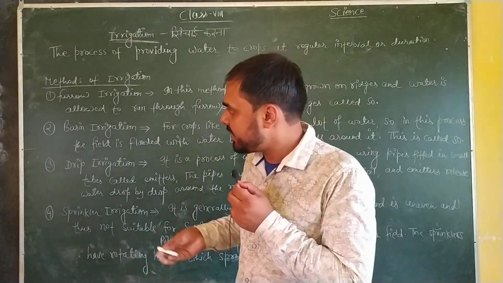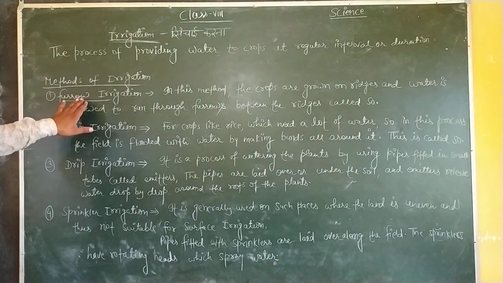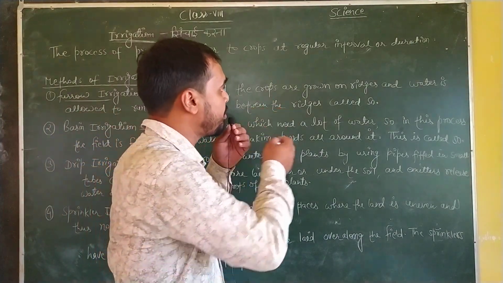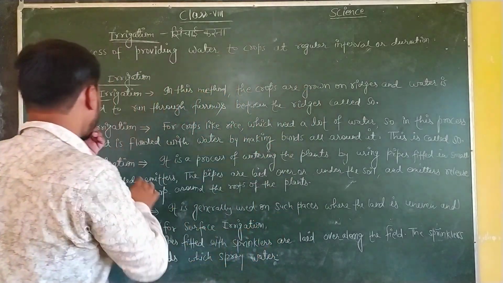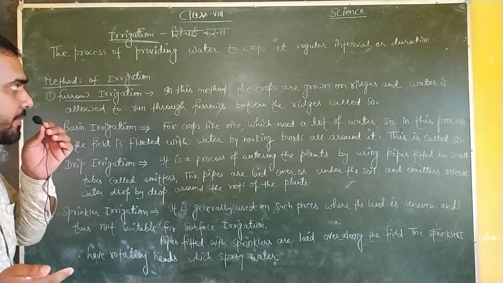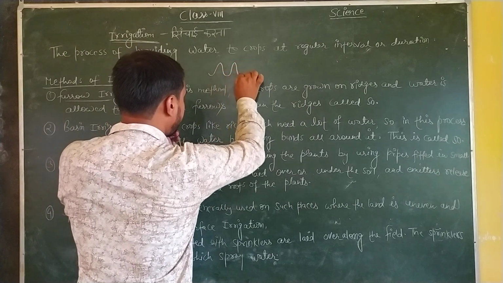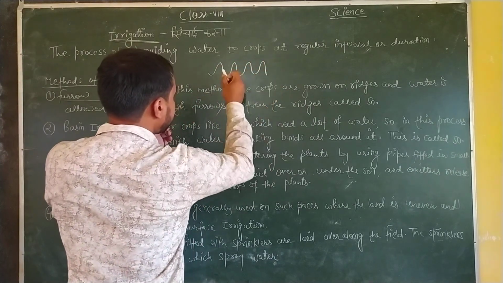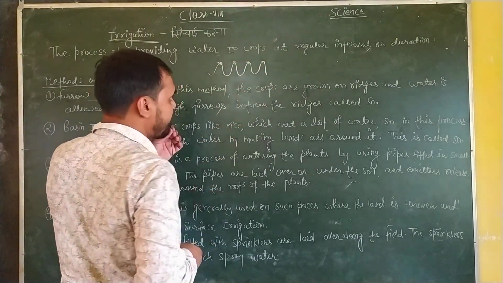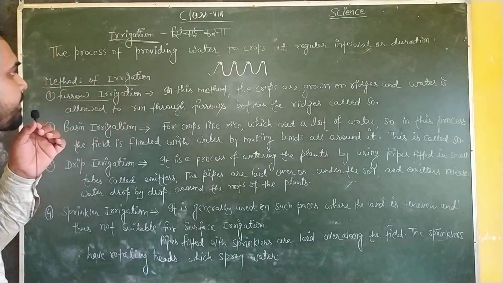So the first method that we will discuss is the furrow irrigation method. Okay. So here in the furrow irrigation method, I have written that in this method, the crops are grown on ridges and water is allowed to run through the flows between the ridges. Means what happens? Listen, you must have seen in some fields the plants are cultivated like this. The plants are grown at the top of these hills, and these hills are called ridges, and this down part is known as what?